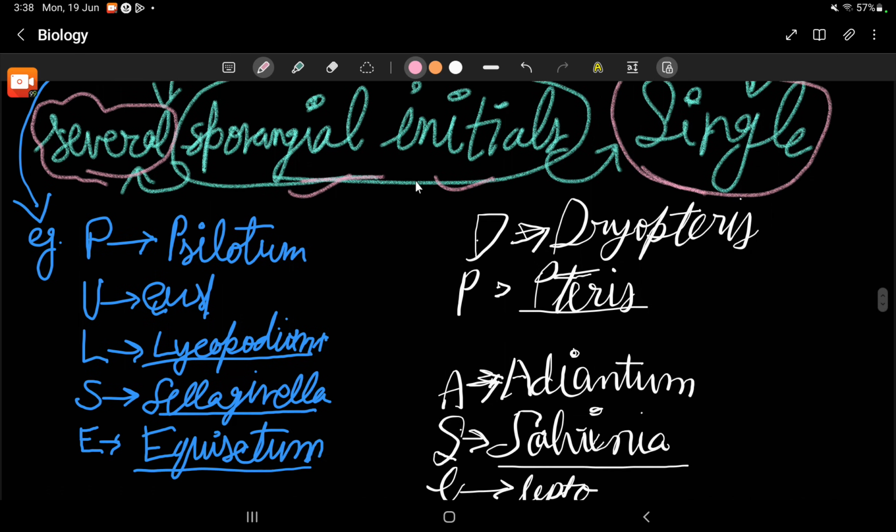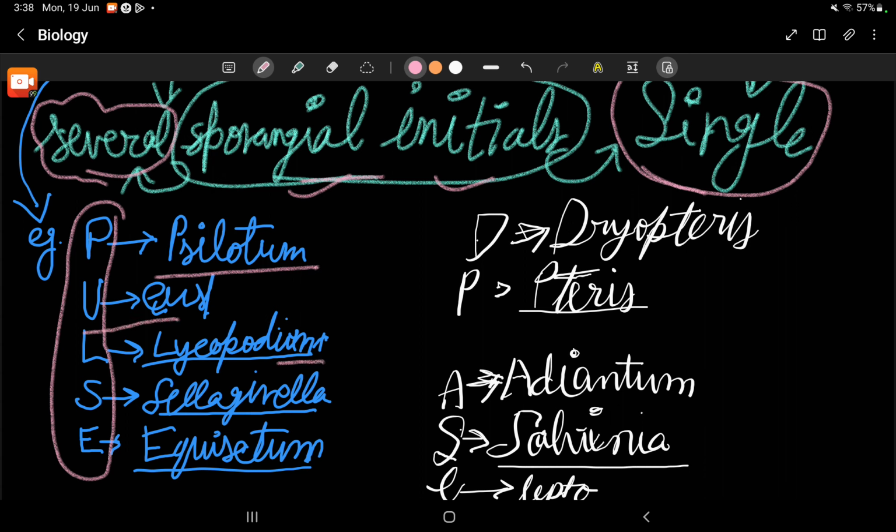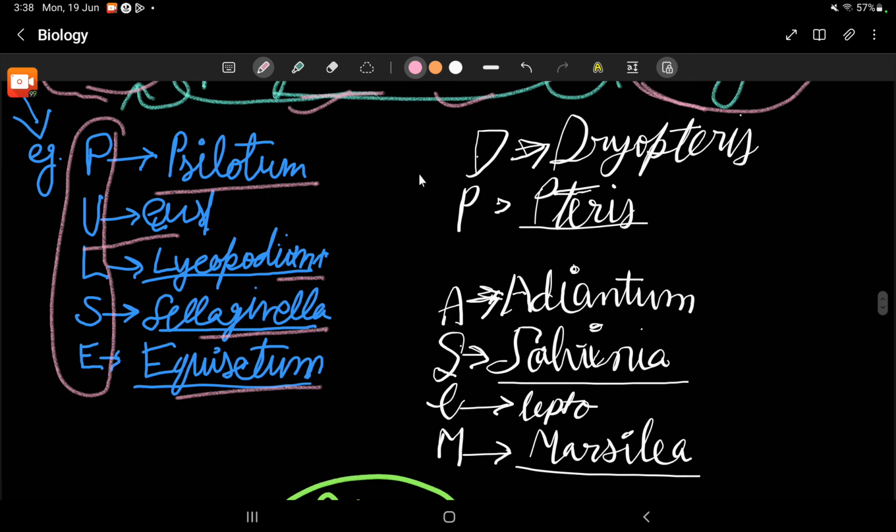Then examples of eusporangiate: you can remember it from PULSE. P for Psilotum, U for Ophioglossum, L Lycopodium, S Selaginella and E Equisetum. And here the trick is DP Aslam: Dryopteris, Pteris, Adiantum, Salvinia, L leptosporangiate development, and Marsilea.